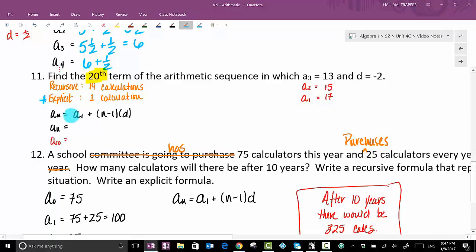So taking that road, I'm going to write down the rule for explicit, the general rule, which means any term that we're looking for, we're going to take the first term, add it to n-1 times d. So let's go ahead and start to do that. But you'll notice we don't have a sub 1, or the first term. We've got the 13th term.